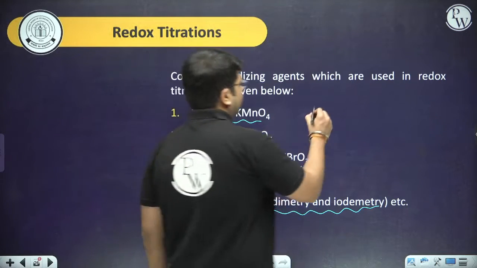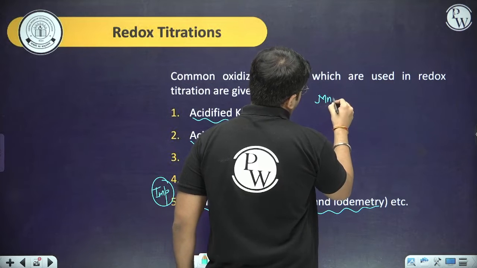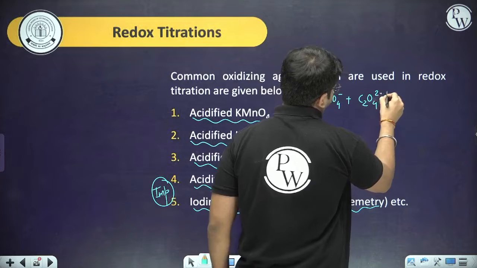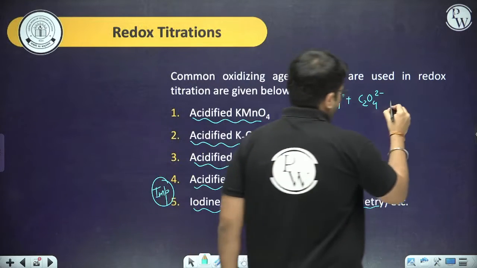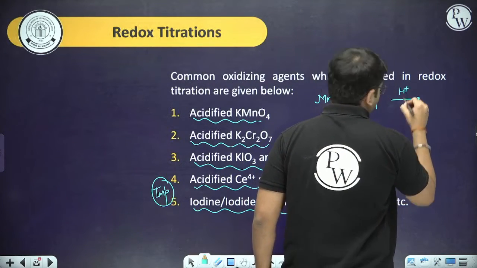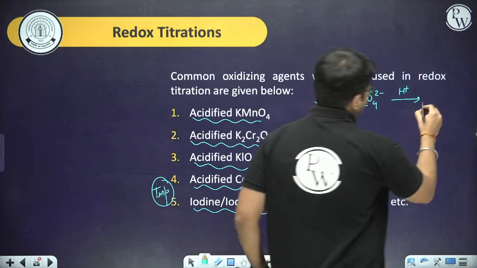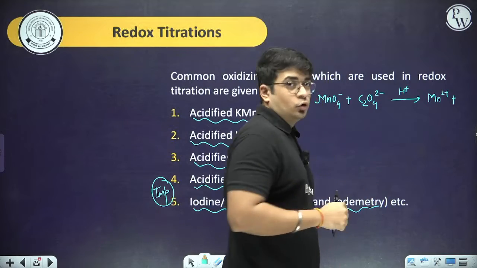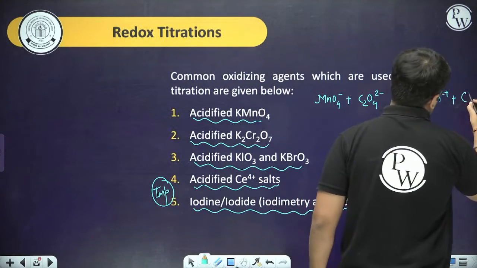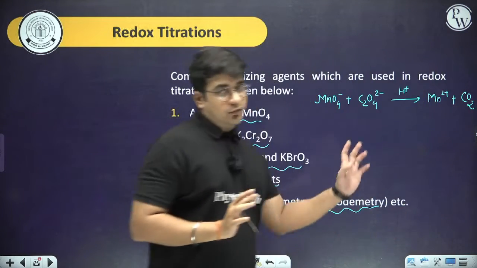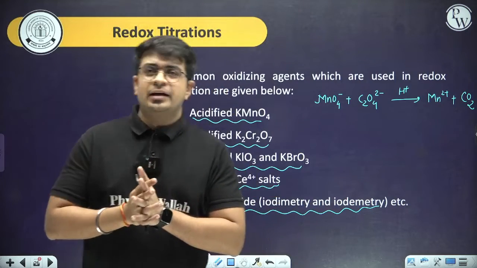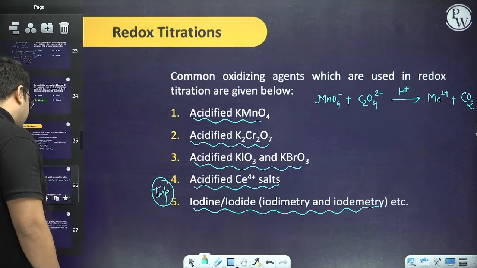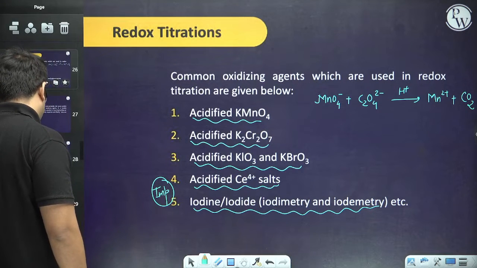For example, I am reacting MnO4 negative with C2O4 2 negative, which is the oxalate ion, in acidic medium. We know what is going to happen in acidic medium. Mn is going to be converted into Mn2 positive, and C2O4 is going to be converted into CO2. That is the only part. You have to calculate their n factors respectively, and the rest of the part is very easy. So these are the titrations which are actually there.